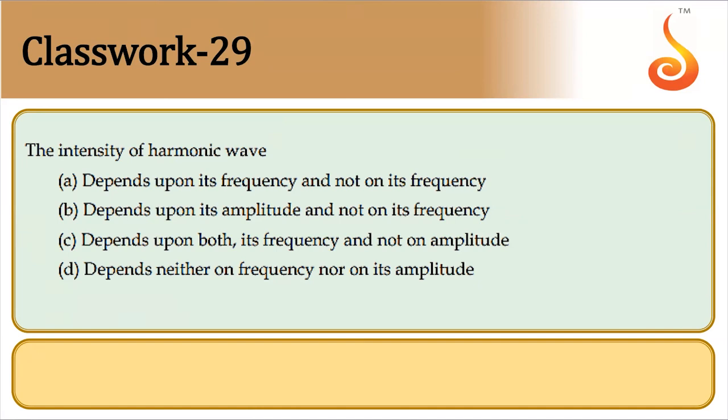Here it is a mistake. Depends upon both frequency and amplitude. So first one should be depends upon frequency, not on its amplitude. Fourth one depends neither on frequency nor on its amplitude. So intensity of a harmonic wave is given by 2 pi square f square a square rho v. So it depends on frequency also, amplitude also. So it must be option C.